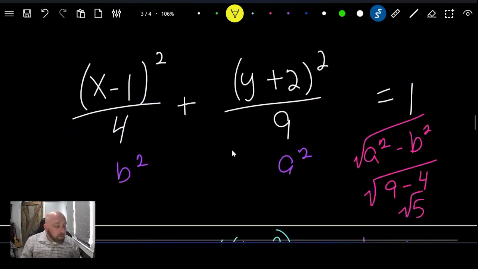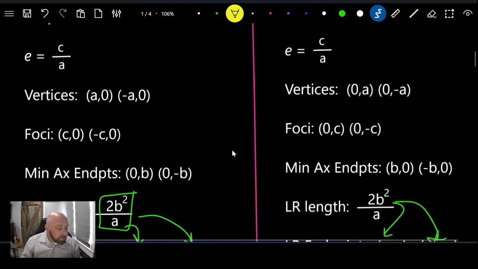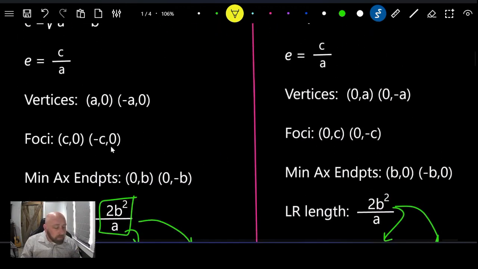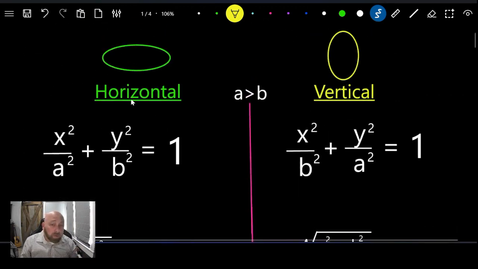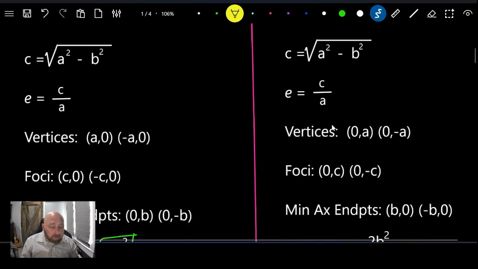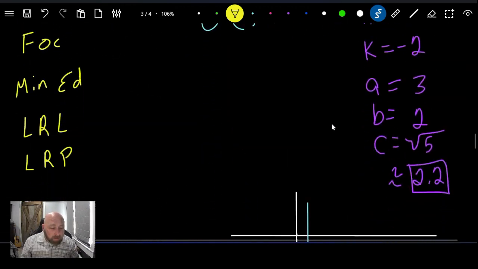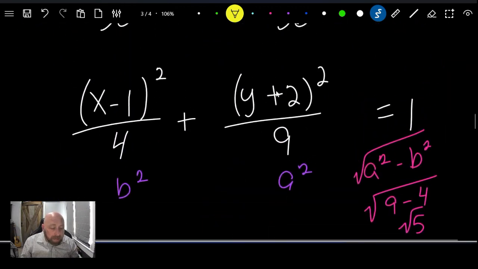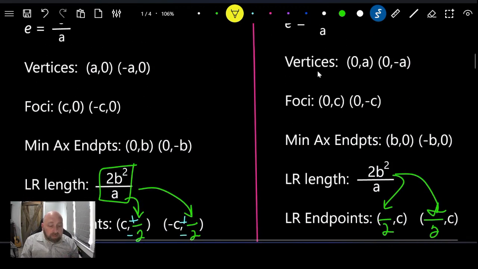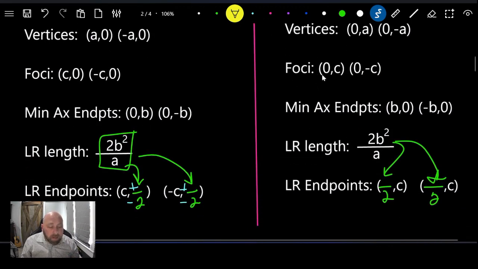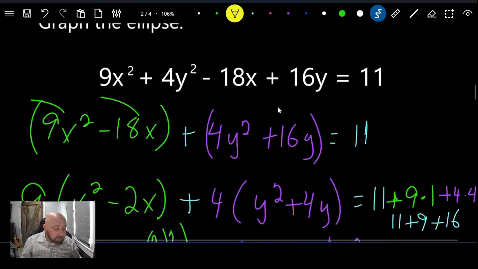Okay, so what's the focus? I kind of left all this up here from the last lesson. Our focus is, well, first of all, you have to say, what are we dealing with? Are we dealing with a horizontal or are we dealing with a vertical? And in this case, remember our A was bigger on the Y, right? Our A was with the Y. So we're dealing with a vertical. So we're going to be using this side this time. So our foci are going to be 0, C, and 0, negative C.